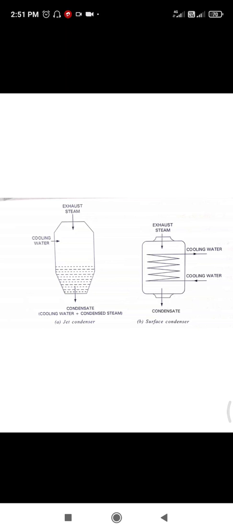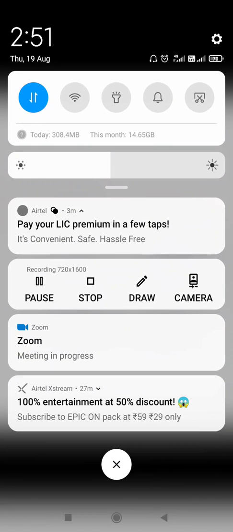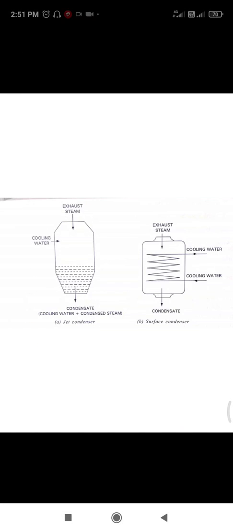Okay, let's see the advantages of jet condensers. As a result of effective mixing, it requires less circulating cooling water. The equipment is simple and occupies less space, and maintenance is cheap.